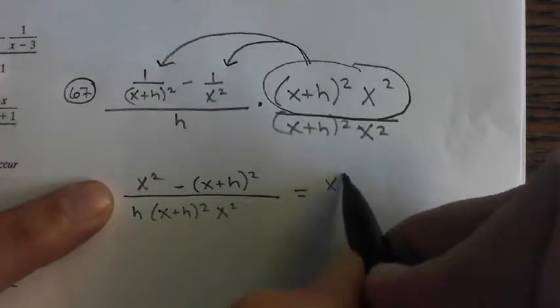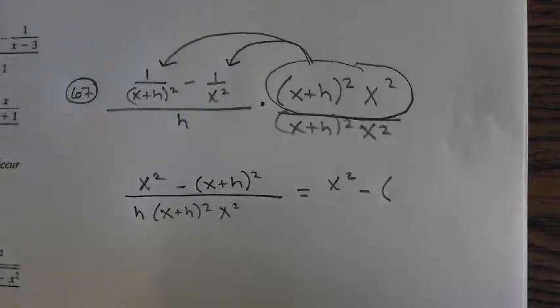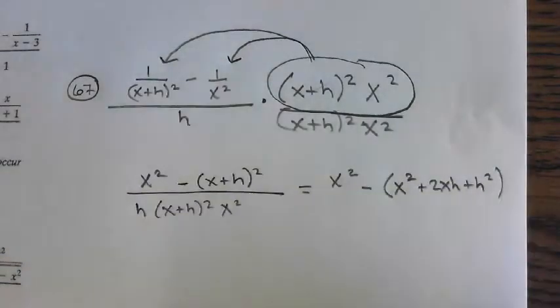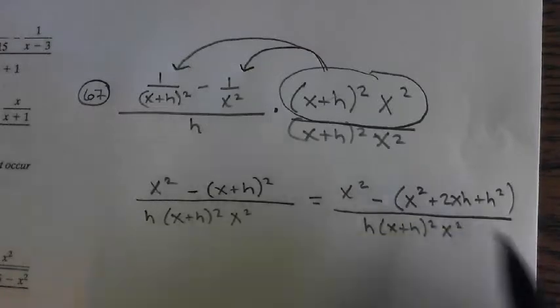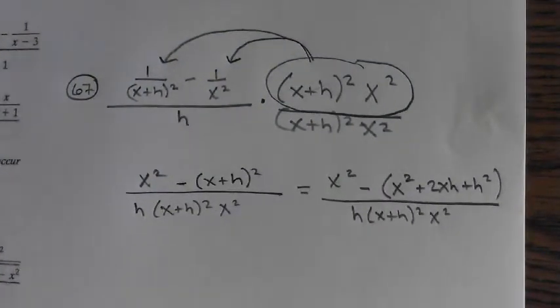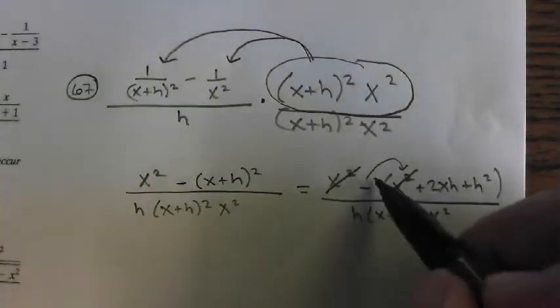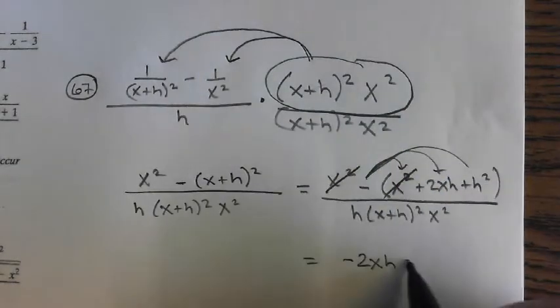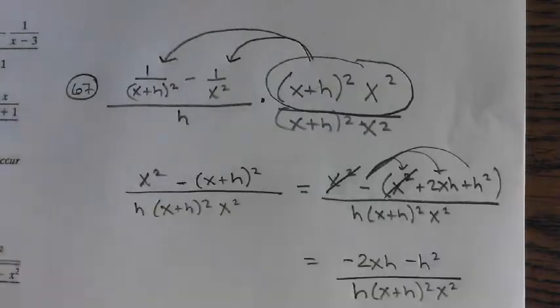So I'm going to keep the x squared, keep the minus sign, and square out the x plus h. That's a shortcut. X squared plus 2xh plus h squared over that denominator that I'm doing nothing with. And then I have to distribute my negative. So the x squared minus the x squared will cancel. Then I'm going to have a minus 2xh, and a minus h squared over this obnoxious denominator.